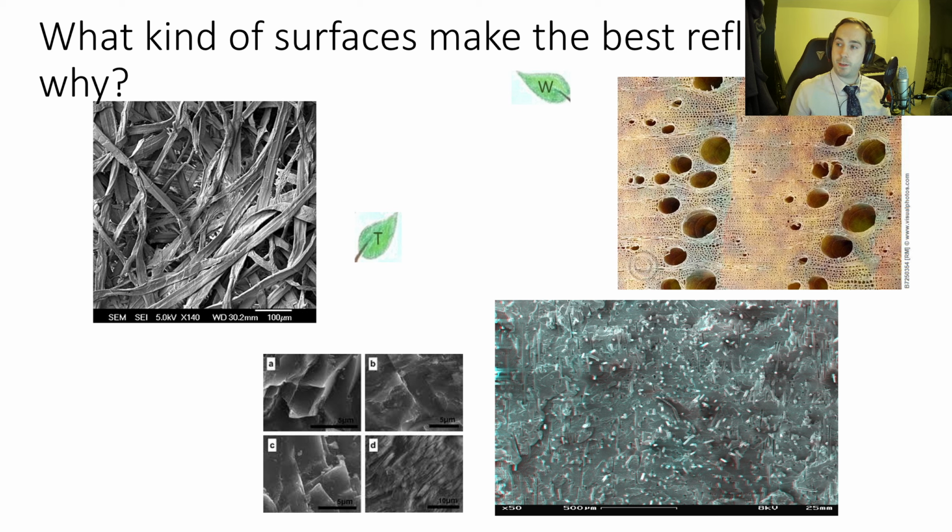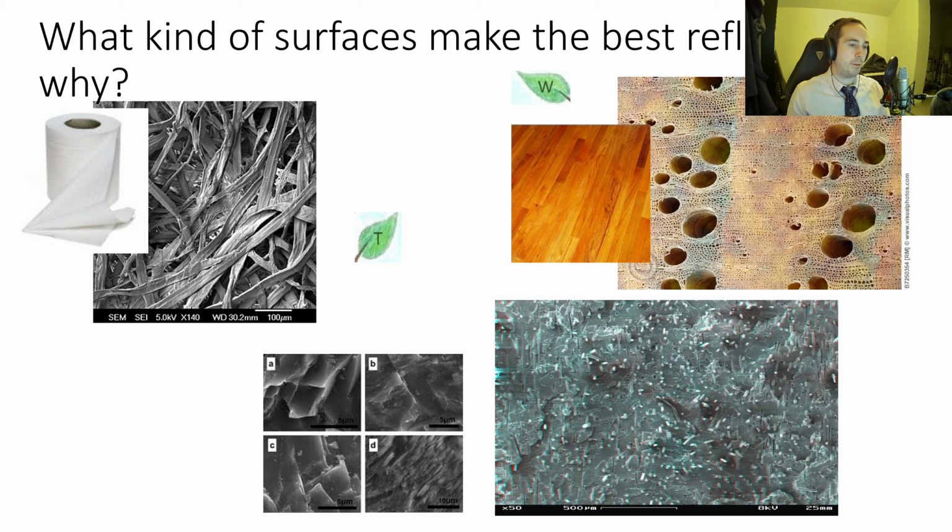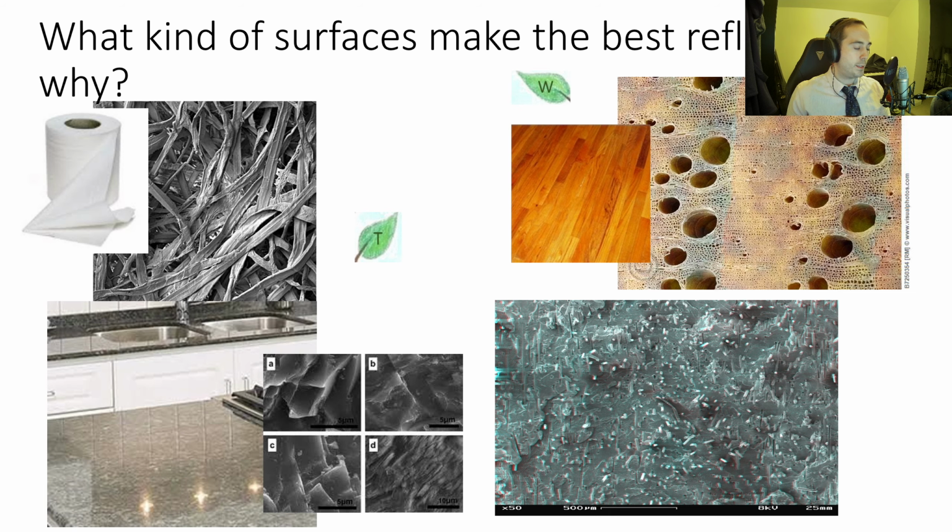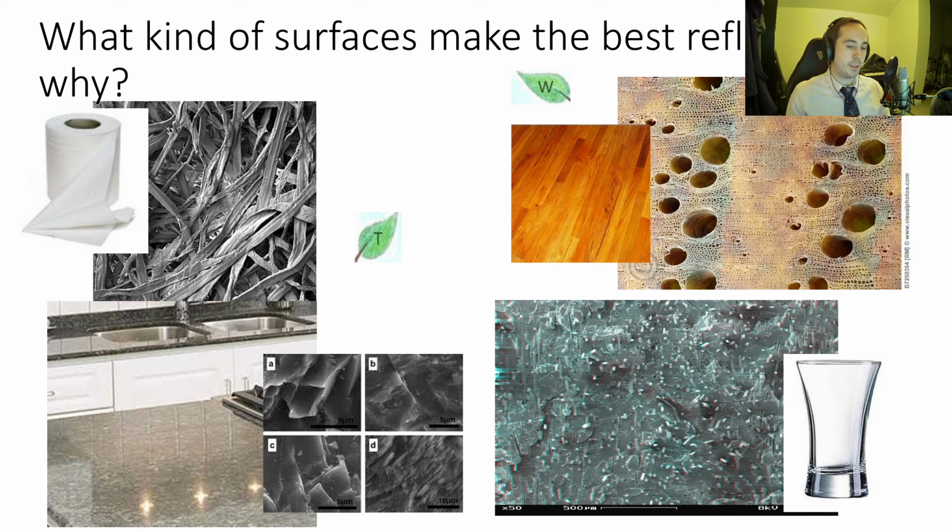Right, first one's toilet paper. Second one's laminate flooring, or wood flooring. This is a kitchen surface, and then this is a glass. As you can see, all four of these things are different in their texture on the surface, and all four of them are not as good as each other at reflecting stuff. So the toilet paper here is quite bad at reflecting things, whereas the glass and the worktop is pretty good.